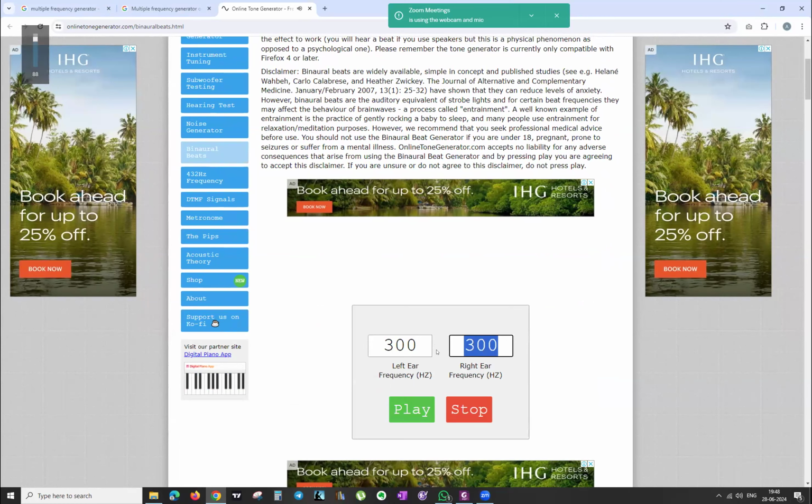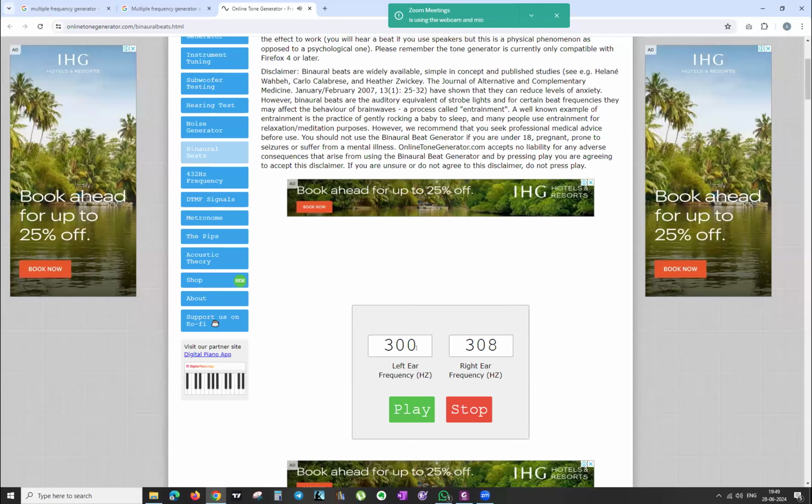Okay, now I'll make this 300 and 301. That is 1 beat per second. Make this 302. That is 2 beats per second. If I make this 303, that is 3 beats per second. I can go for 308. That is 8 beats per second.